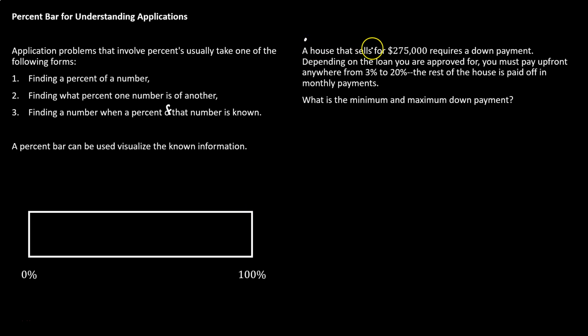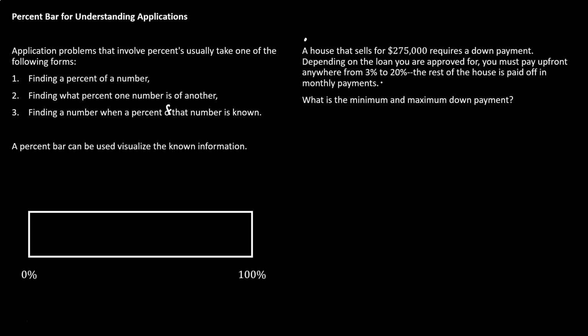A house that sells for $275,000 requires a down payment. So anytime you buy a house, you have to put a little bit of money down. Depending on what loan you're approved for, you can pay anywhere from 3% of that house ticket price to 20%. And then, of course, the rest of the house is paid in monthly payments.